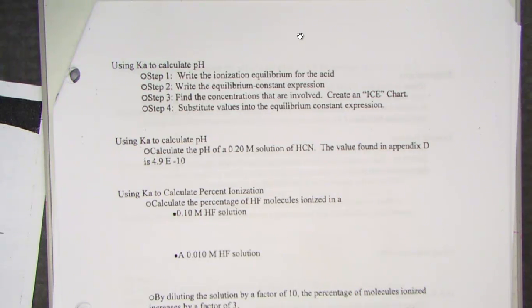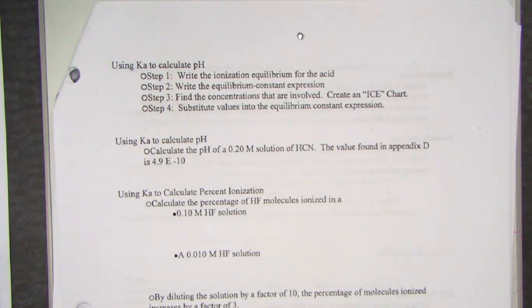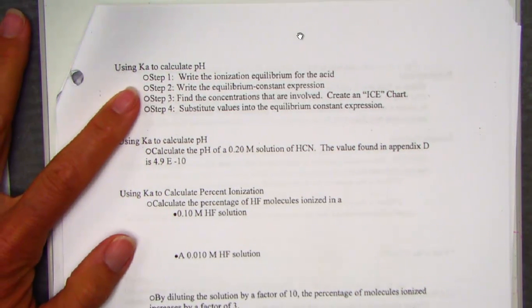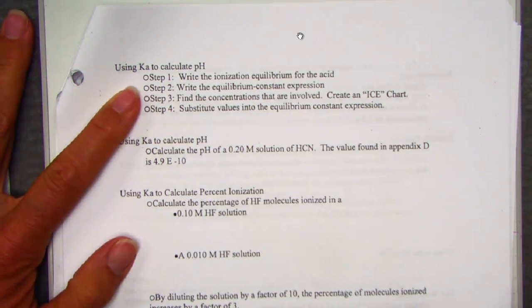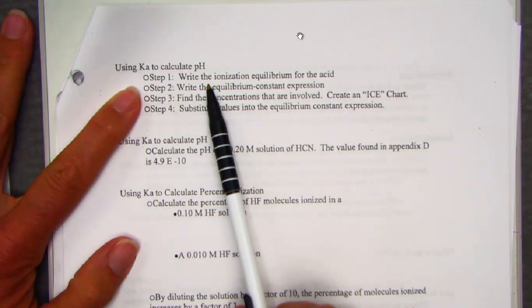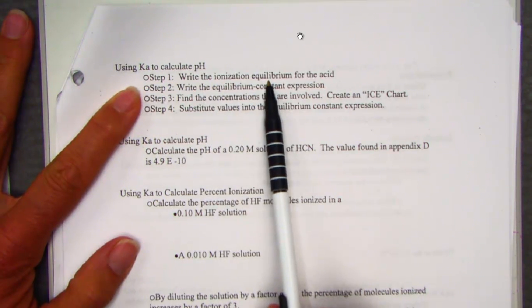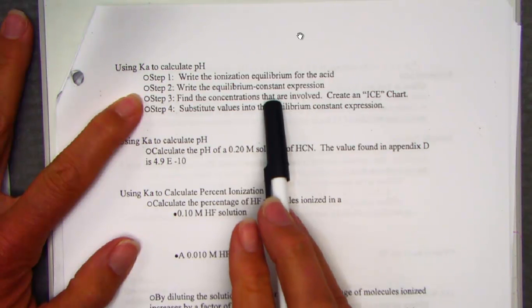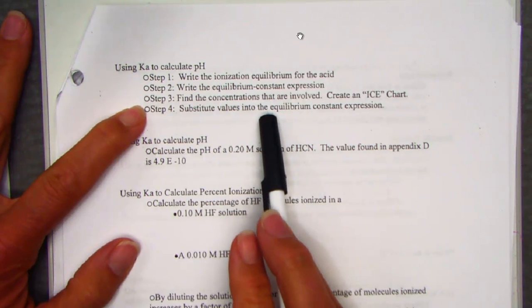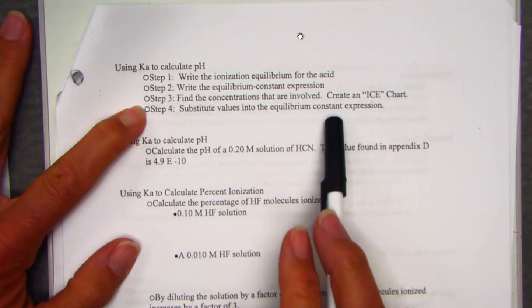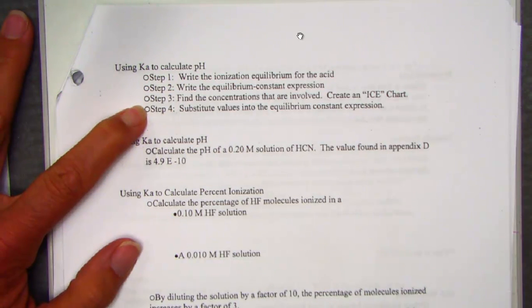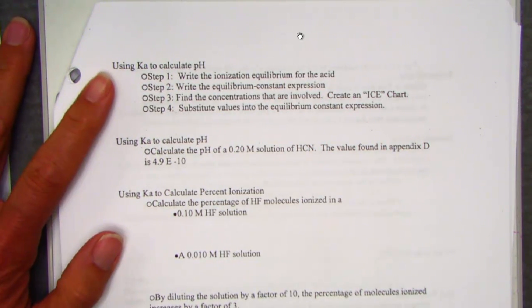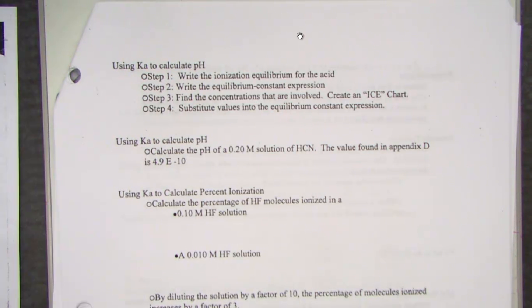We've just been given pH to calculate Ka. What if we are given Ka and asked to calculate pH? Kind of the opposite direction with information. We'll review four steps and go through those steps using examples. Step 1 says we should always write the chemistry. Write the ionization equilibrium for the acid. From there, we'll be able to determine the equilibrium constant expression. We'll find the concentrations involved using an ICE chart and substitute those values into our equilibrium constant expression. Using a Ka, calculate a pH.